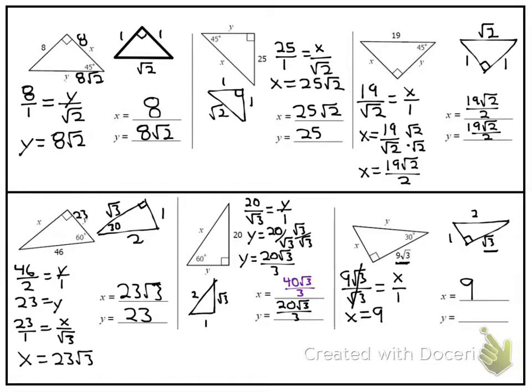But then y, in this case, since it's 1 to 2, it's twice the length. y is twice of what x is. So that's 18. Could have also said, well, x is 9 over 1 equals y over 2, and you would also get y equals 18 by your proportion.